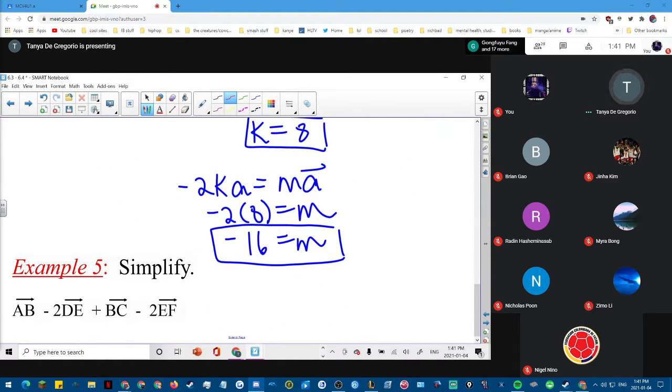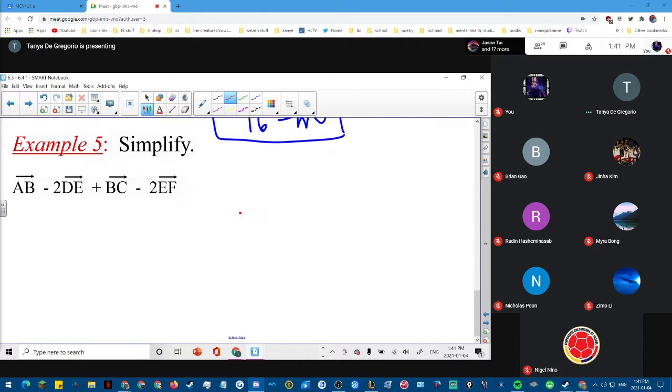Okay, next, simplify. So I have vector AB minus 2 times vector DE plus vector BC minus 2 times vector EF. All right, so how can we do this? So you can add vectors. Remember, guys, when we're adding vectors, they always follow, right? So if I have vector AB, for example, let's say that that's vector AB. And then I have this vector BC. That's going to come next.